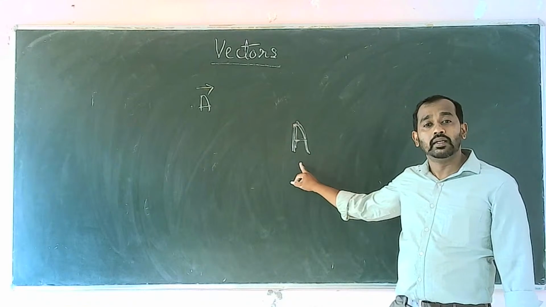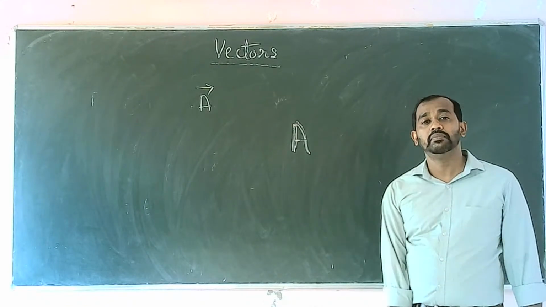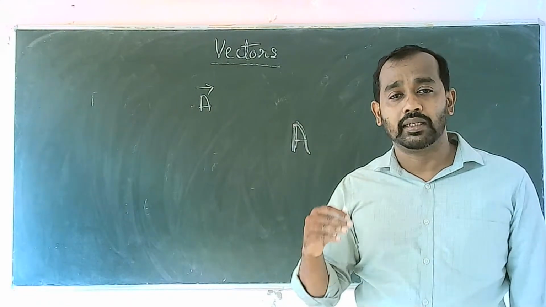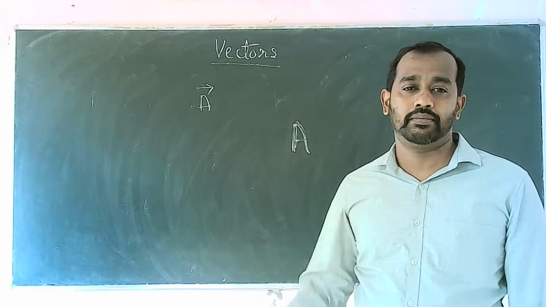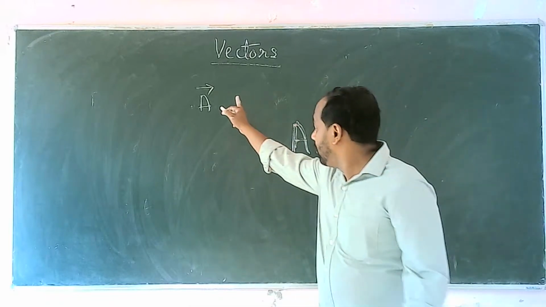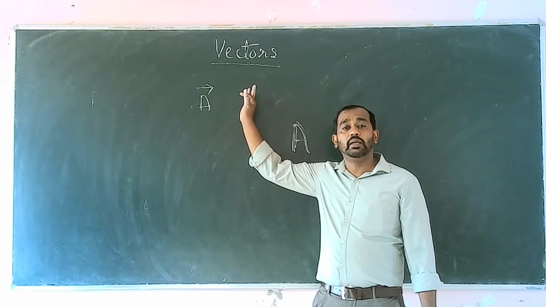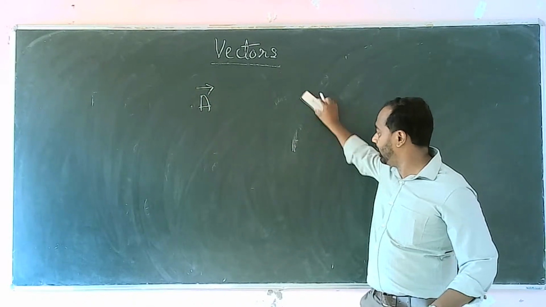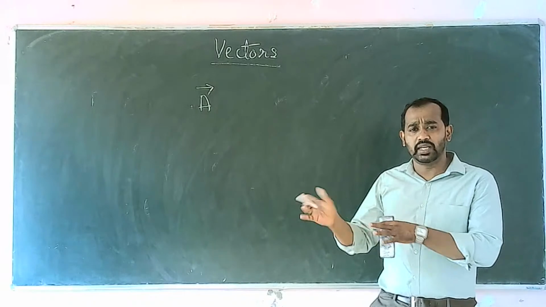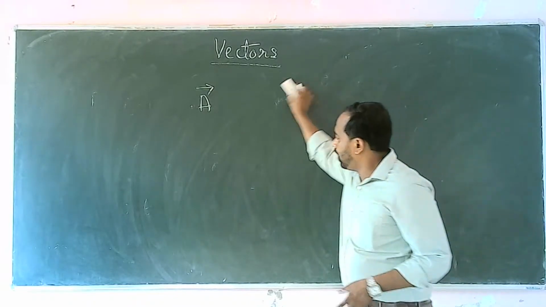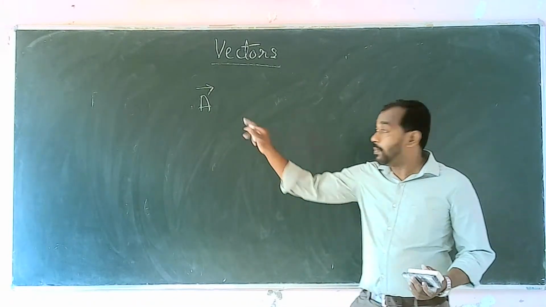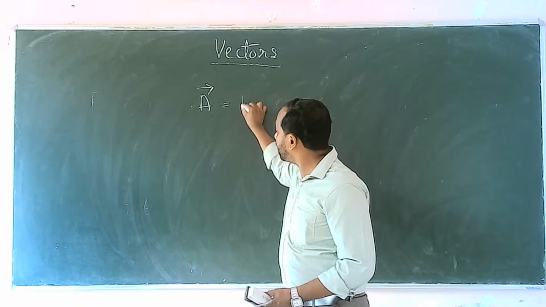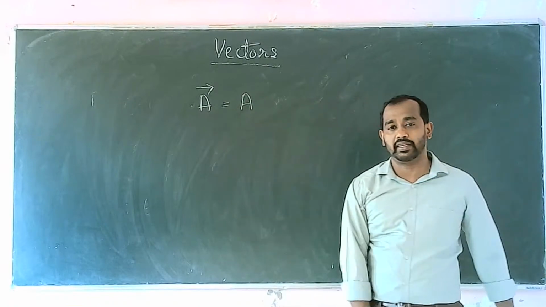But if you try to do that in the exam, what happens? The evaluator might think that you are overwriting it. So while writing on paper or the board, you use an arrow to represent vectors. Bold letters are good on the computer. What is the magnitude of vector A? That is represented by the letter A. So this is the magnitude of the vector.